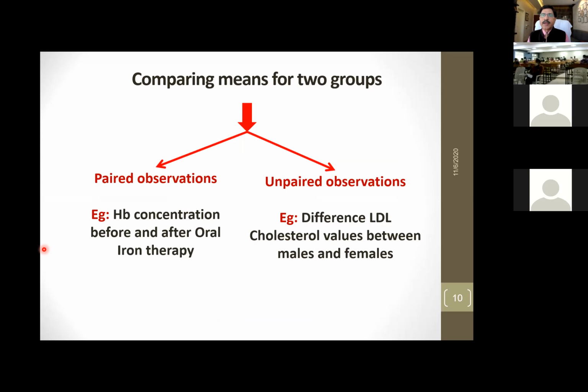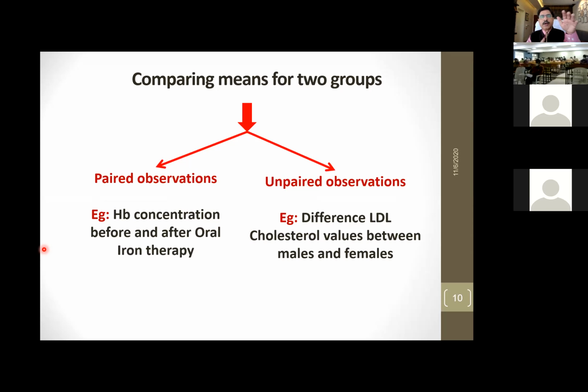Now, what about when I'm comparing the means, or discrete data or quantitative data like height, weight, blood pressure, uric acid, GFR or creatinine, cystatin C, any biological variable for that matter, comparing the means instead of proportions? We are comparing the means here. The means can be paired observations or unpaired observations. Paired means, for example, hemoglobin concentration before and after oral iron therapy.